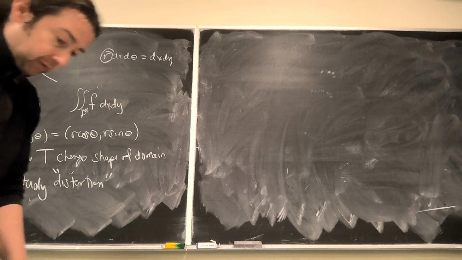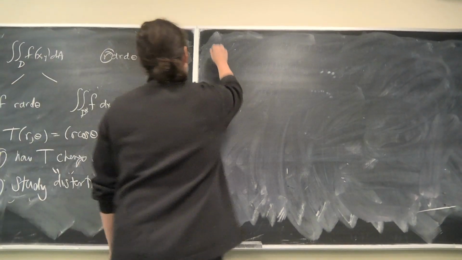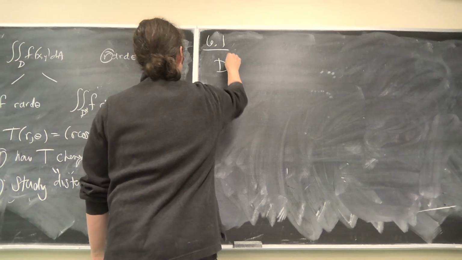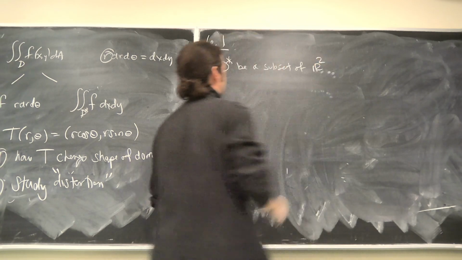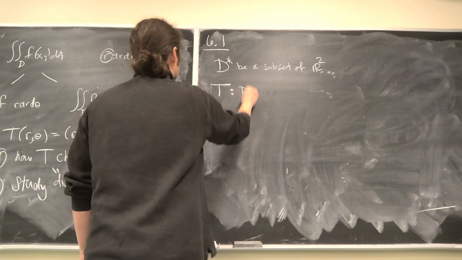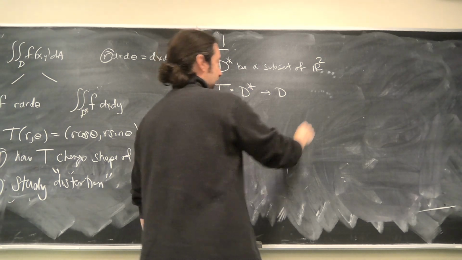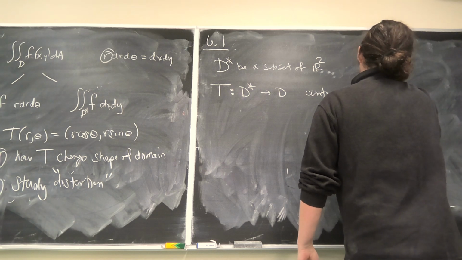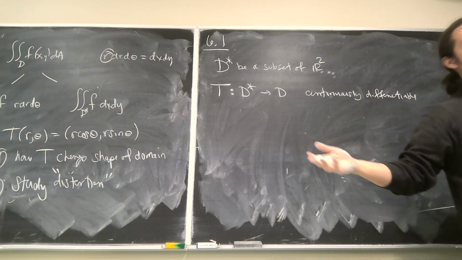Okay, so let's do a real basic example here. So we're going to start now with actual 6.1 content. Okay, so 6.1. So some notation here. We're going to let D star be a subset of R2. And generally, T is going to be a map from D star, which is our initial domain, to a set D, which is our final domain. And we just demand that this is continuously differentiable. In practice, we'll be putting extra conditions on D star, but for now, it's enough to consider these things as subsets.